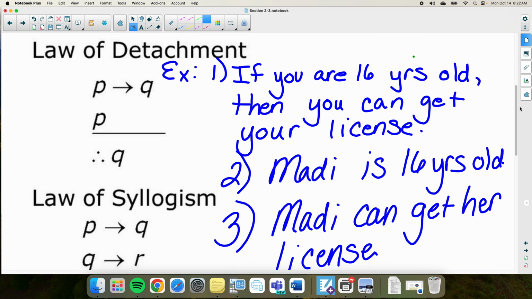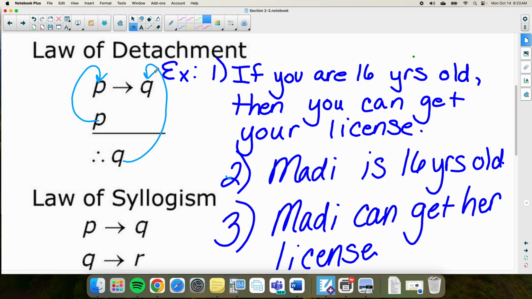So the first law is called the Law of Detachment. And first of all, when you see P, this arrow means implies Q. That means that should be an if-then statement, okay? The second thing is going to be a partial statement, and this has to refer back to the if part of the sentence. And then this has to refer back to the ending part of that sentence, okay? So in Law of Detachment, you have one if-then statement and then two partial statements, okay?